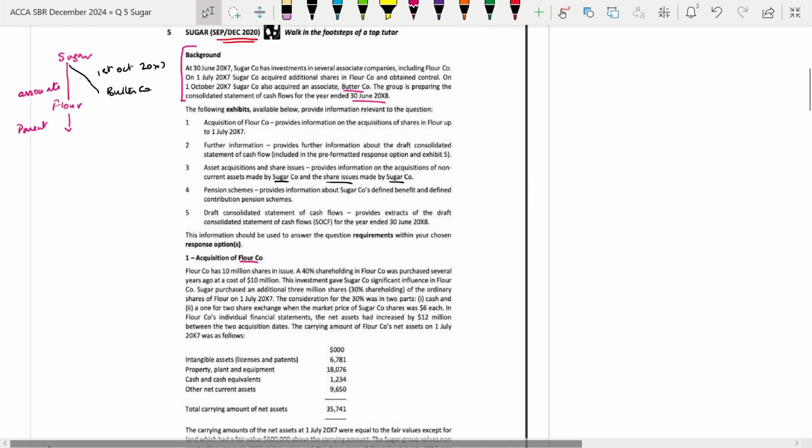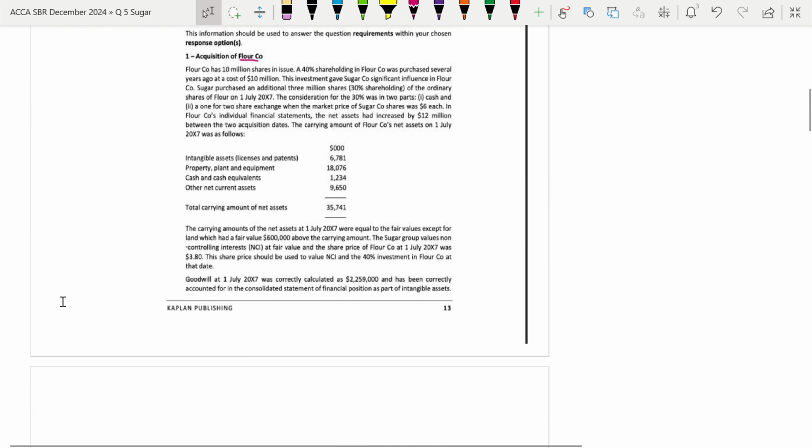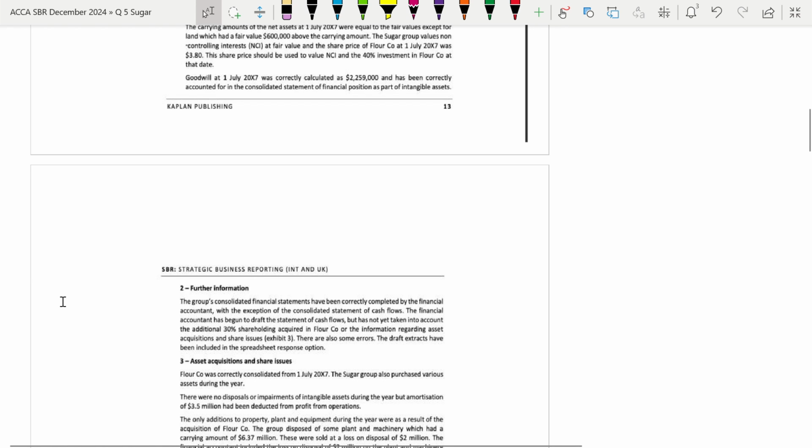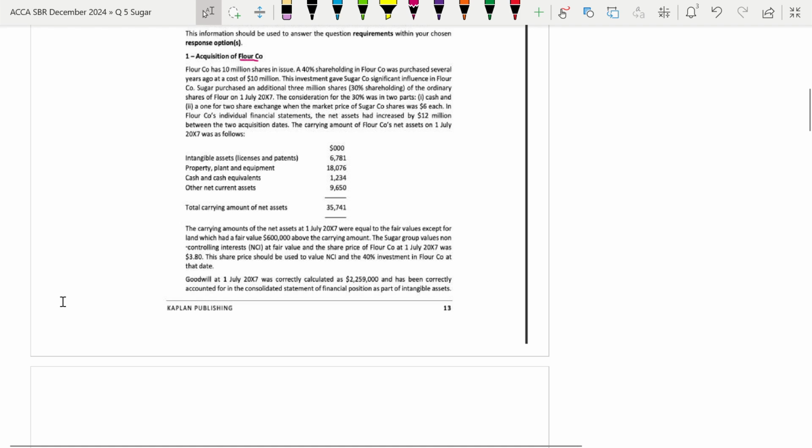Coming back to this, what they say, acquisition. Only this paragraph is there. They give some further information also. What they have mentioned, read the thing. 10 million shares to issue 15 shareholders and your company purchased several years ago. 10 million.